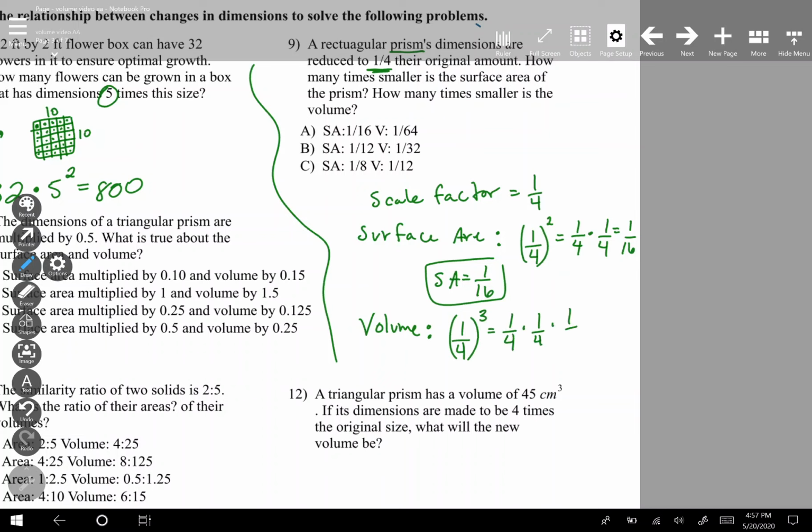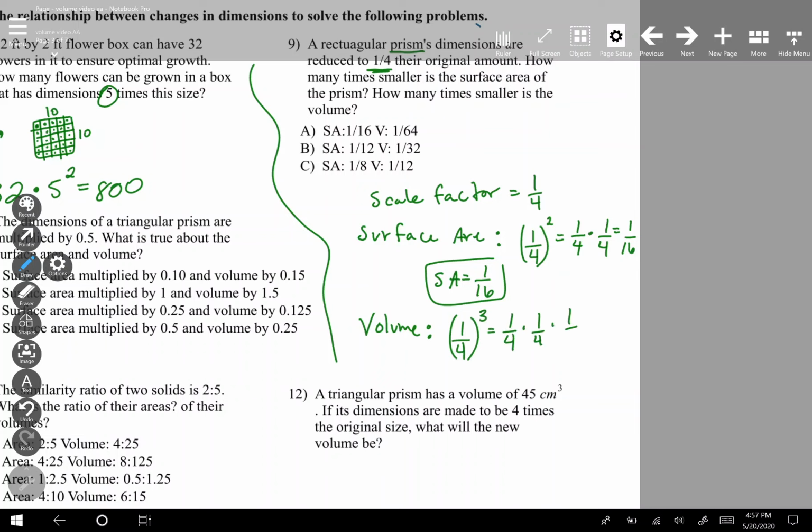Alright, the dimensions of a triangular prism are multiplied by 0.5. Okay, that's your scale factor. What is true about the surface area and the volume? Okay, they're saying the surface area is going to be multiplied by something and the volume is going to be multiplied by something. Okay, so let's do this.